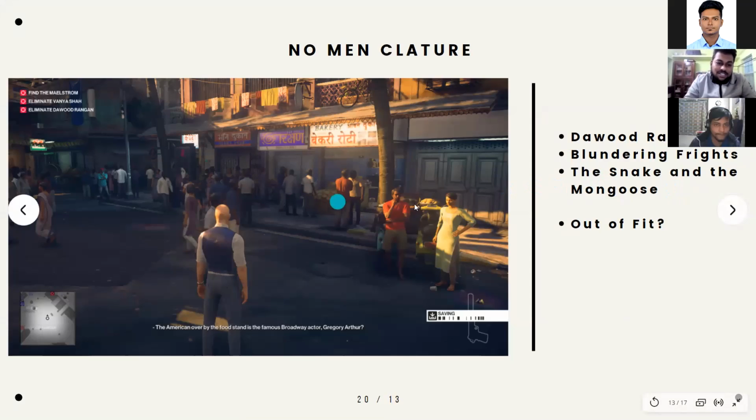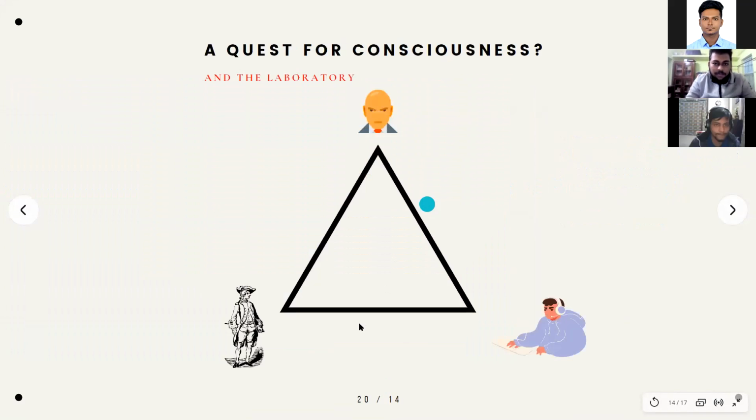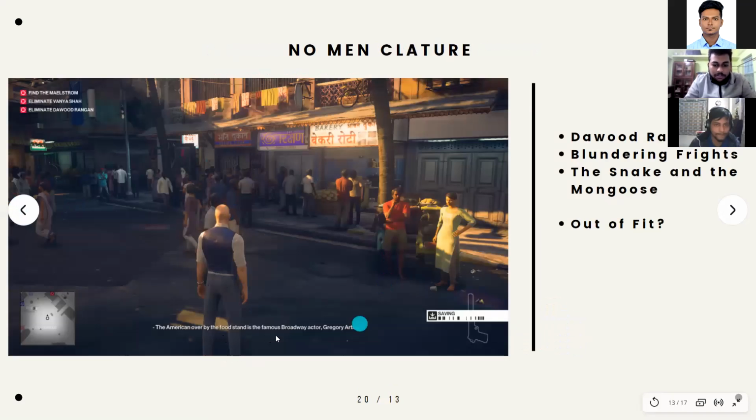Another thing is important, if you can notice, he is impersonating someone called Gregory Arthur. Sorry for that. Gregory Arthur, who happens to be a very famous Broadway actor. He is wearing this outfit. Now, people who are roaming around him, these NPCs, if you hear closely, they will say, strange dress he is wearing. I have never seen a dress like that. Come on. You have never seen people wear trousers?